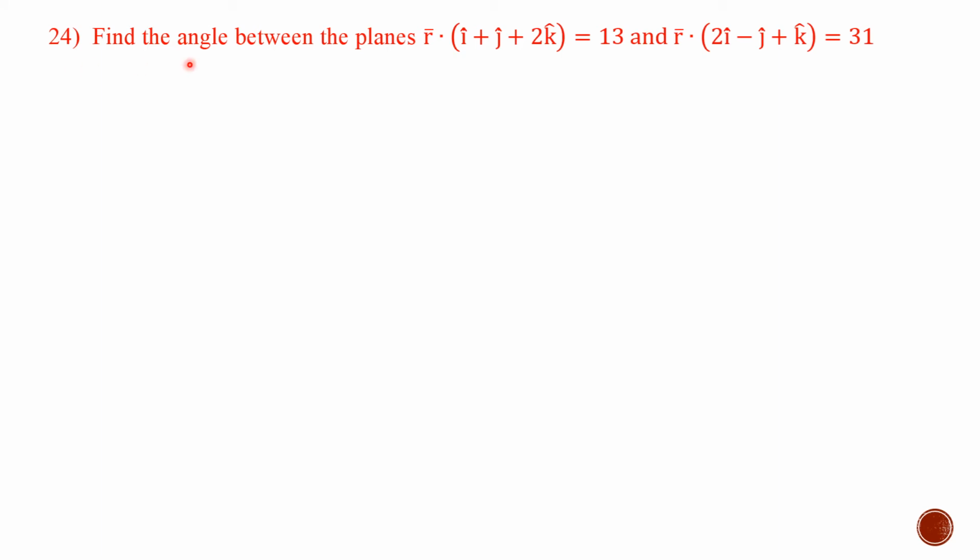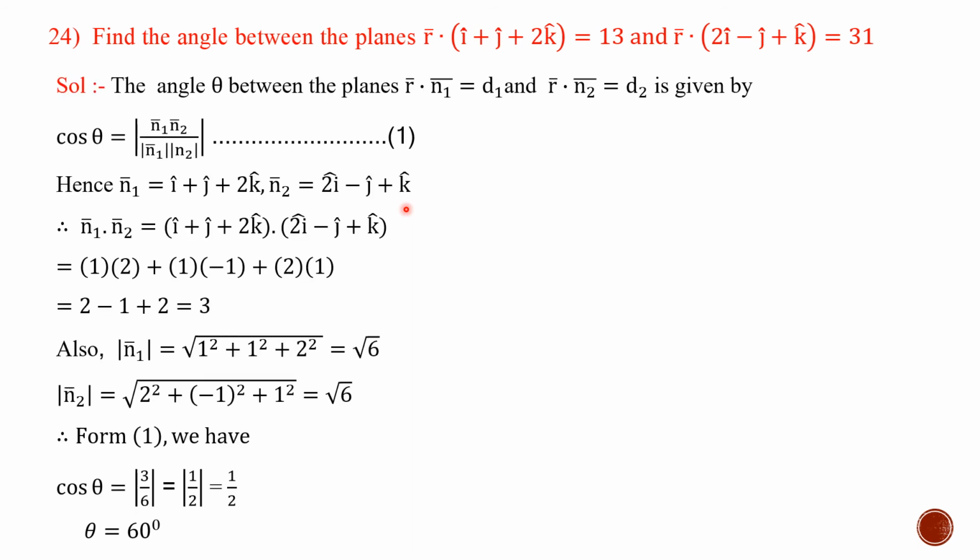Example number 24. Find the angle between the planes r̄·(i + j + 2k) = 30 and r̄·(2i − j + k) = 31. We know that the angle between these two planes is equal to the angle between their normals, the normal of the first plane and the normal of the second plane. We use the same formula.